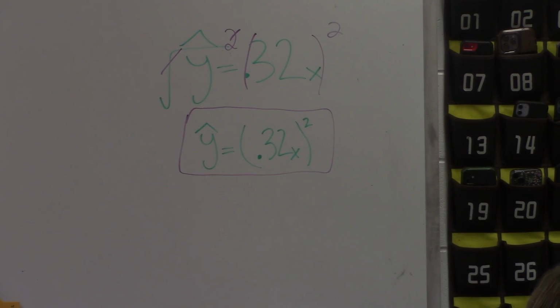The predicted, and don't forget the context, the predicted stopping distance is equal to this, where the x represents what? Guys, speed. Thank you. Didn't we look at how the stopping distance of a car is affected by the speed?